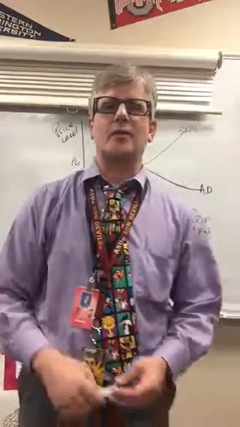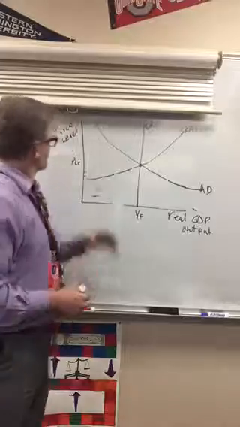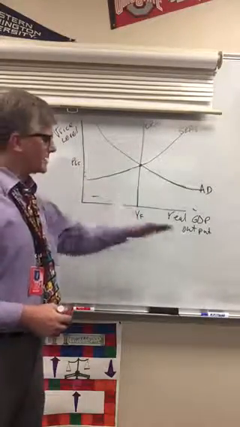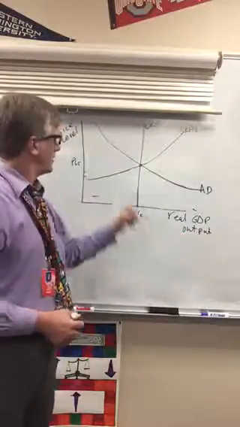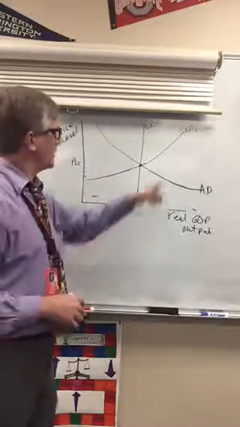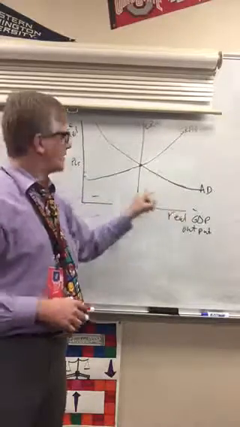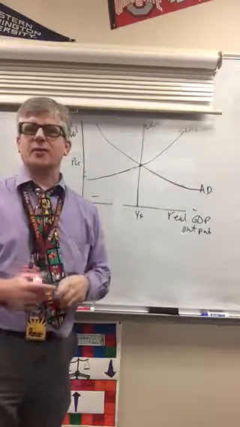Hi, this is Mr. Guy, and we're looking at the aggregate supply and aggregate demand model, and I'm just going to be shifting the aggregate supply, increasing and decreasing the aggregate supply. So again, we have price level on this axis, we have real GDP and output here, we have long run aggregate supply, it's up and down here, we have short run aggregate supply here, and then we have our aggregate demand here.